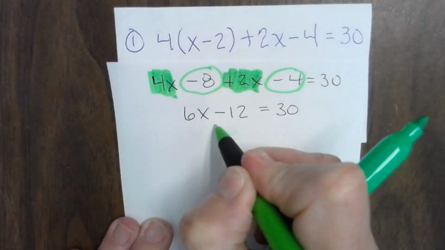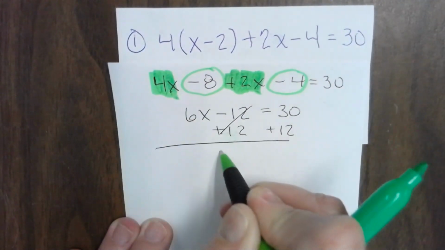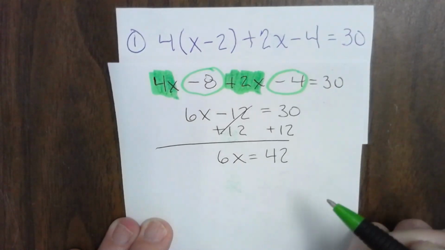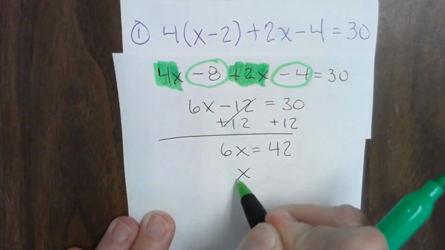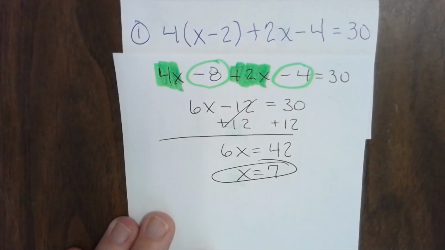Bring down my equal sign, bring down my 30. Add 12 to both sides. Bring down my 6x. When I add 12 on the right-hand side, I get 42. Divide both sides by 6, and I get 7. We do good there?